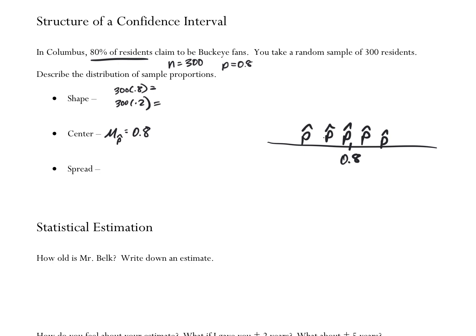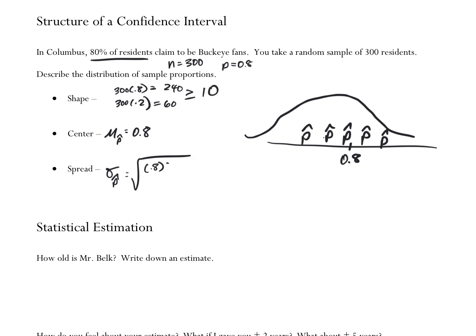And I'm very, very confident. This one's 60, this is 240. So I'm very comfortable saying that those two values are greater than or equal to 10, and I can assume this curve is a normal curve. And then my standard deviation of all these p hats would be the square root of 0.8 times 0.2 all divided by 300.